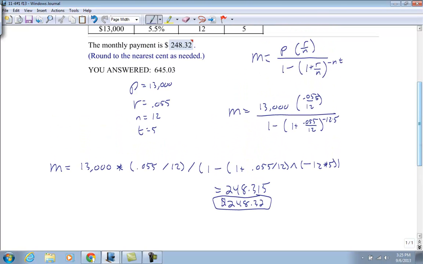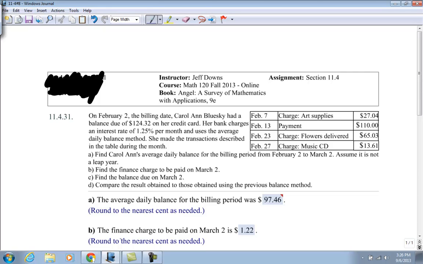Okay, so I hope that helps. Now I want to do one other problem. This is number 8 from the 11.4 homework. It says on February 2nd, the billing cycle, Carol Ann Blue Sky had a balance due of $124.32 on her credit card. Her bank charges an interest rate of 1.25% per month and uses the average daily balance method. She made the transactions described in the table during the month: charge art supplies, payment, charge flower delivery, charge music CD.